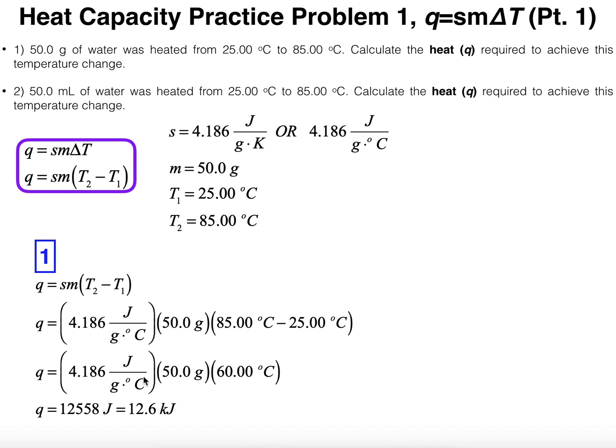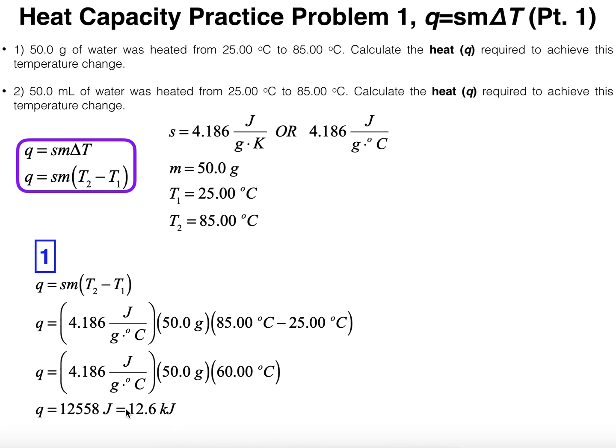First of all, I have degrees Celsius here in the denominator, and here's degrees Celsius, so those actually cancel. Grams here in the denominator cancel with these grams right here in the mass. And so the only units I'm left with are joules. So therefore my heat, Q, is going to be in units of joules. And when I multiply these numbers out, I get that the heat required to achieve this temperature change is 12,558 joules. All right, and I'm actually going to convert this to kilojoules, so this would actually be 12.6 kilojoules.